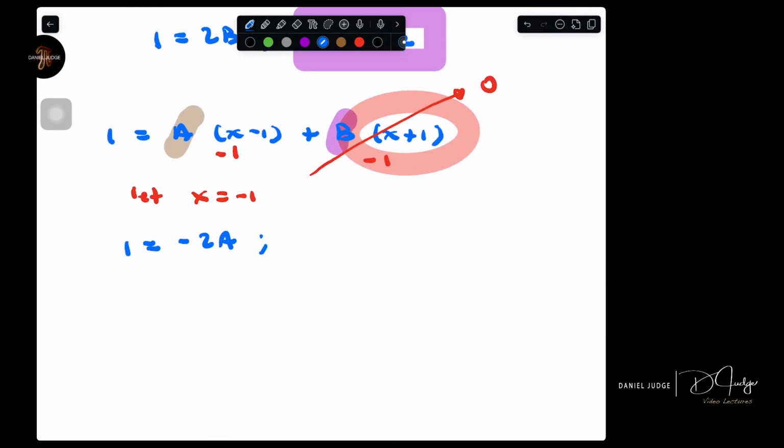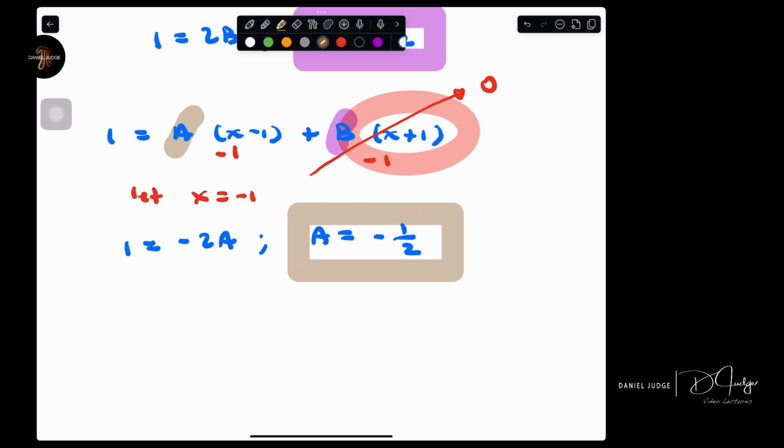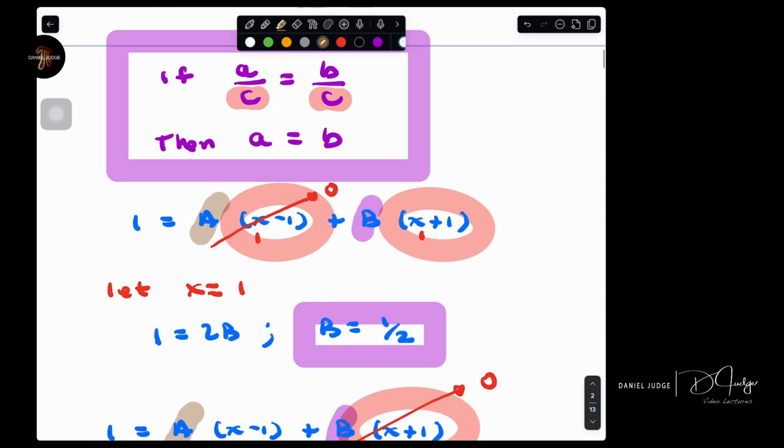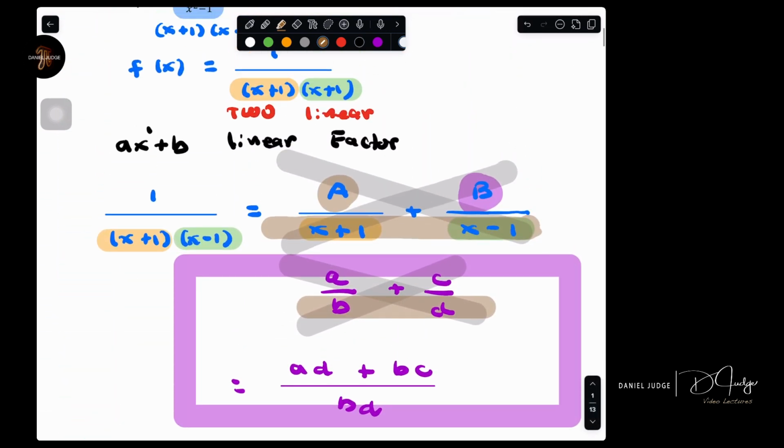And so a is going to equal -1/2. So this is going to be the next constant. So a is -1/2 and b is +1/2. So a is really the value -1/2. B is +1/2.